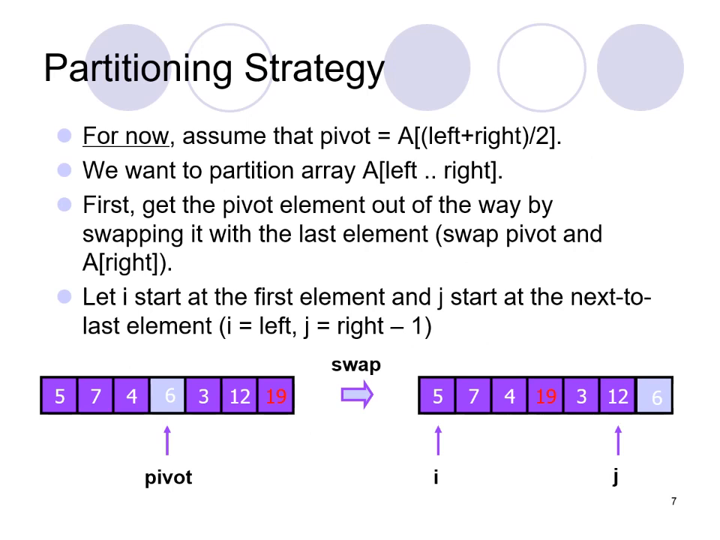Partitioning strategy. For now, assume that pivot equals A of (left plus right) by 2. We want to partition the array, that is A of left to right. First, get the pivot element out of the way by swapping it with the last element. Let i start at the first element and j start at the next to last element.